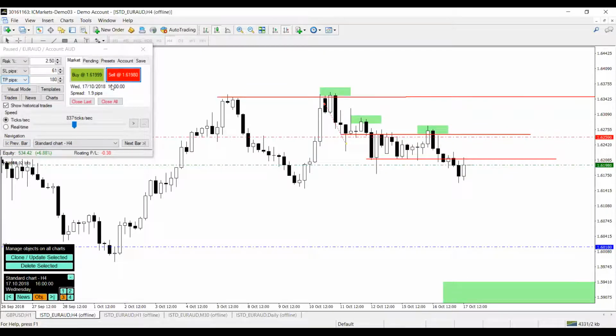So 61 pips to 121.8 is 1 to 3, and we're going to let this play out and see what happens. Now, in real life, you're not going to take a trade with a 60 pip stop loss because you'll be sitting in this trade for hours, days and days and days. That's why we scale down to our lower time frames to look for entries, okay?